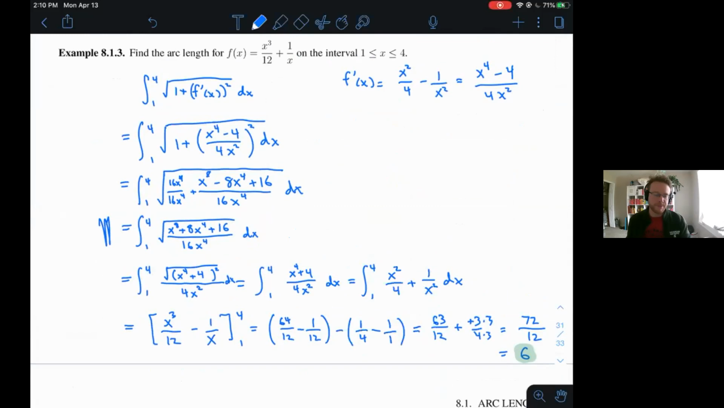Without having calculators and whatnot, a lot of these problems can seem very contrived. I agree with that.